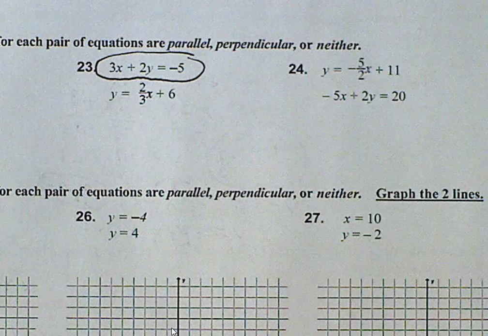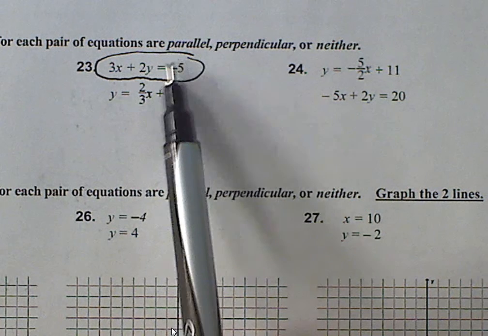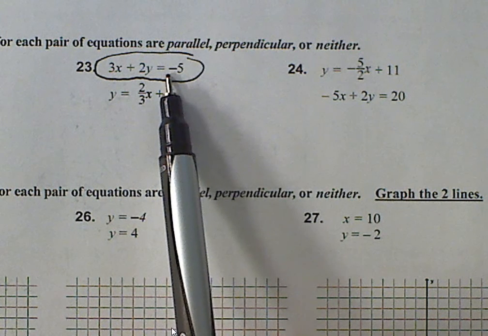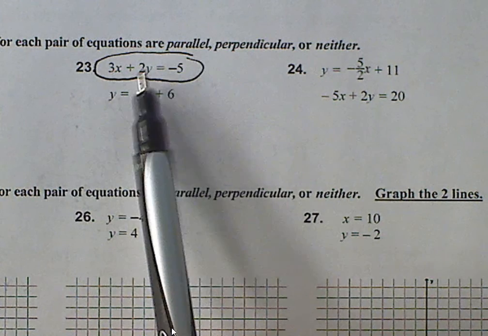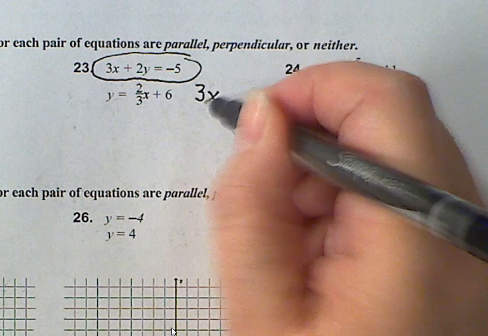I got a slope of negative 3/2. Did anybody else get a slope of negative 3/2 on 23? For this one, did you guys get a slope of negative 3/2? Because I want you guys to try to do that. If you haven't done so, I want you to take this opportunity to see if you can solve this out for y.